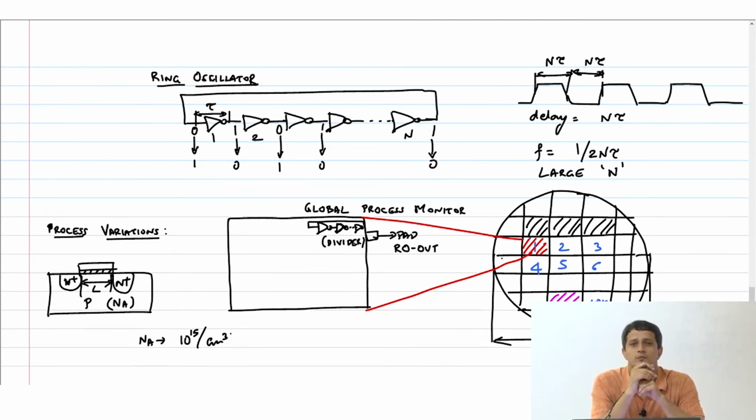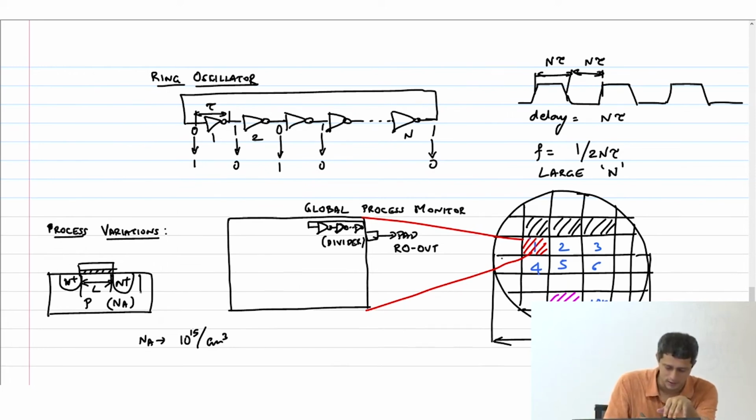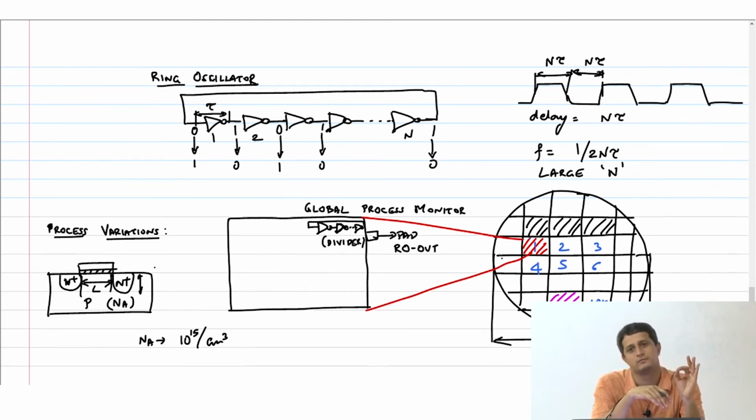Just say 10,000, 1 lakh, million, 10 power 6, right? Go back and do this calculation. Assume that the channel length is maybe 22 nanometer, width is about 44 nanometer, and you can assume this depth to be even 1 micron. Go back and do it. You will find that the number of dopant atoms under a channel is about 100.